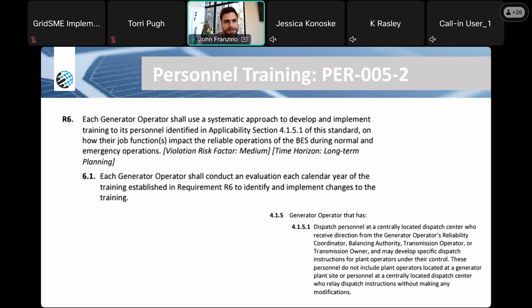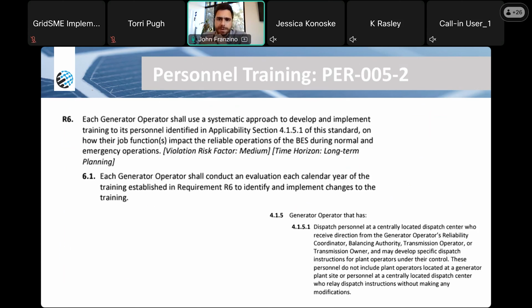And so, if you're working in a GOP control center, you have the potential to receive those types of operating instructions from a TOP, BA, et cetera. Therefore, all GOP operators need to be trained under the PRC-001 requirements.